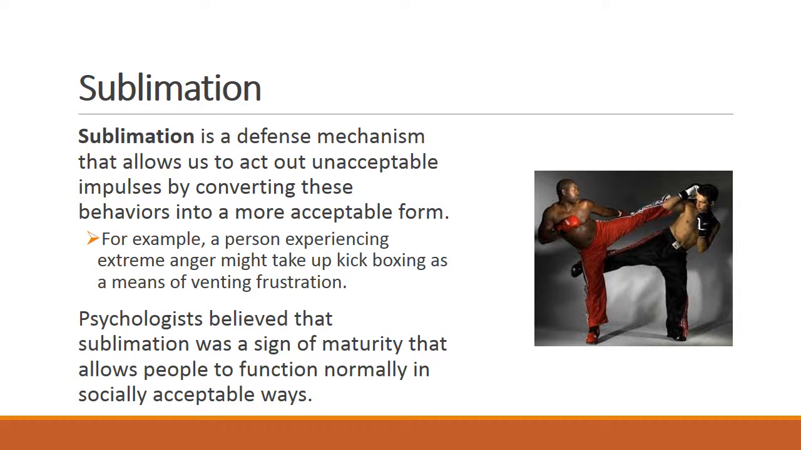There's something called sublimation, which is actually a really good defense mechanism, and it allows us to act out unacceptable impulses by converting these behaviors into a more acceptable form. For example, if you're really angry about something at work, you could take up something like kickboxing, and that'll help you vent your frustration. A lot of people choose to go to the gym after work to rid themselves of the frustrations that occur while they're at work. Psychologists believe that sublimation is a sign of maturity because it allows people to function normally in socially acceptable ways. So instead of punching your boss, you're punching a heavy bag at the gym.